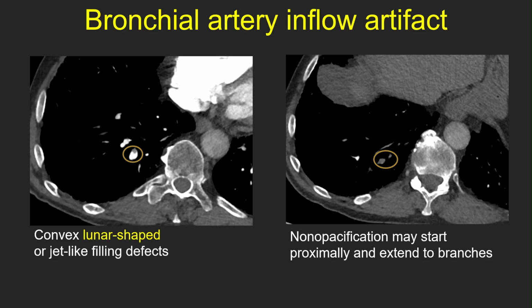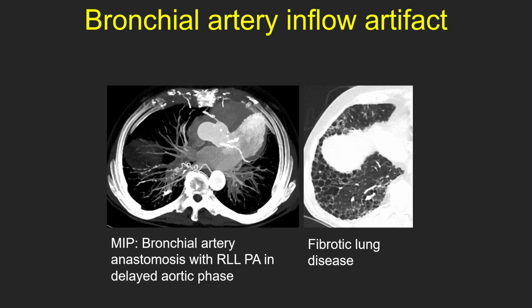Think of bronchial artery inflow artifact if you see a convex lunar shape in non-dependent lower lobe pulmonary arteries, or a jet-like filling defect and non-opacification that extends to distal branches. This is due to bronchial artery anastomosis with the PA branch seen when the aorta is not well opacified, but which resolves on delayed aortic phase as shown here. Think of this when there is bronchial artery hypertrophy, severe bronchiectasis, or fibrosis.